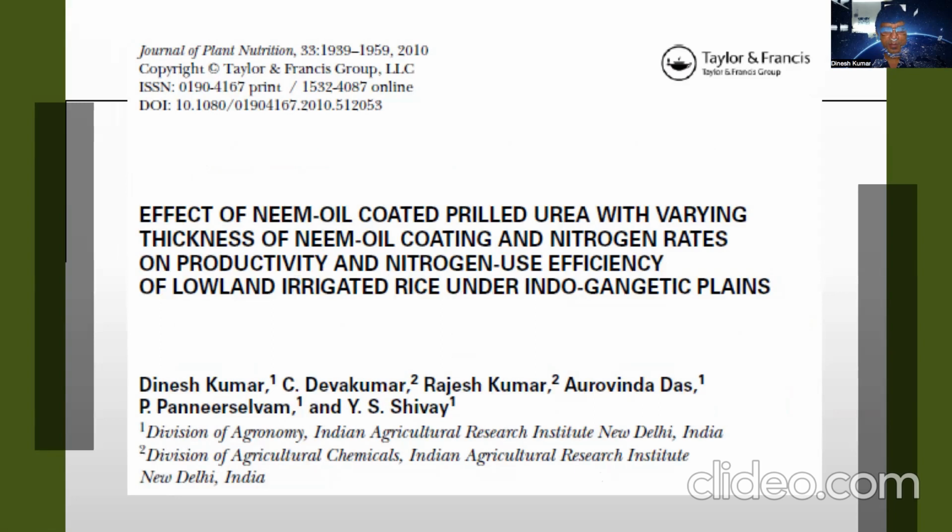And friends, this is the paper based upon which our government has put the neem oil coated urea in the fertilizer control order. In fertilizer control order, neem oil coated urea should have minimum of 350 or 360 ppm of neem oil.